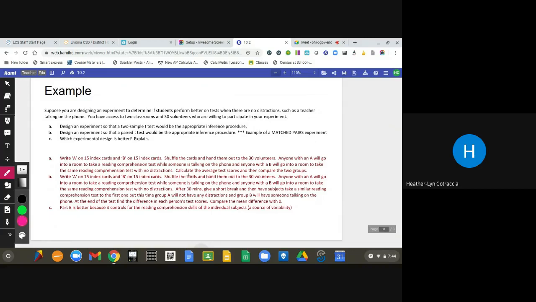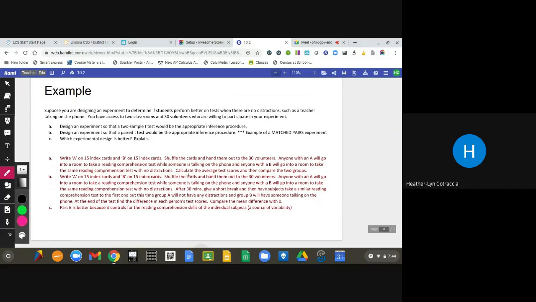They still take the same reading comprehension test. Okay, that does not change. One room, let's say A, has someone talking on a phone, B does not. After 30 minutes, give them a short break. They go back into the same room that they've been in. They're going to take a similar reading comprehension test, but this time, group A will not have any distractions and group B will have the distraction.